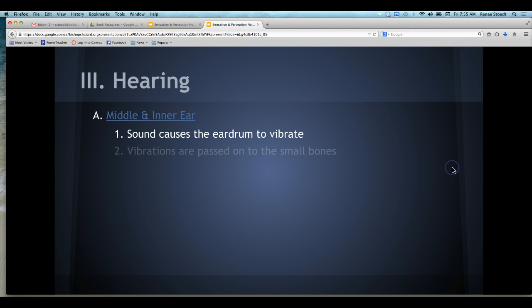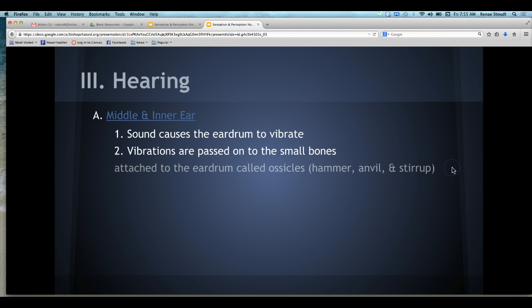Those vibrations are passed on to the small bones connecting the eardrum to the cochlea. These small bones are called the ossicles, as a group. They are, in order: hammer, anvil, and stirrup. I do not know whether you need to know those specific ones for the AP test, but I put them in there just in case.